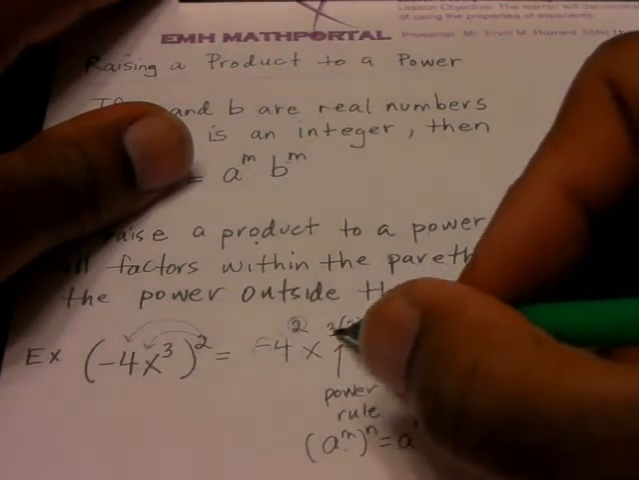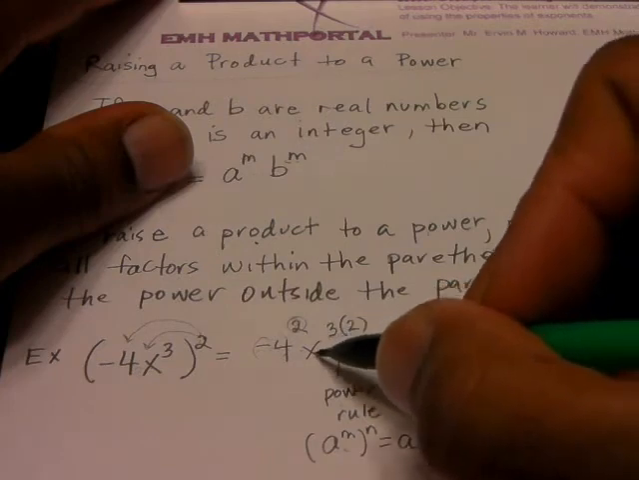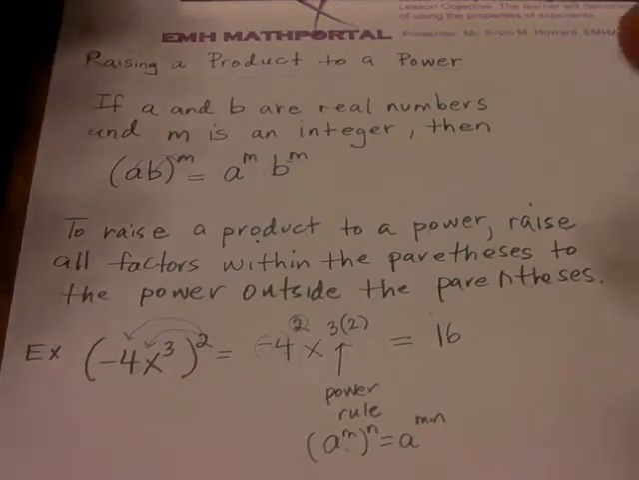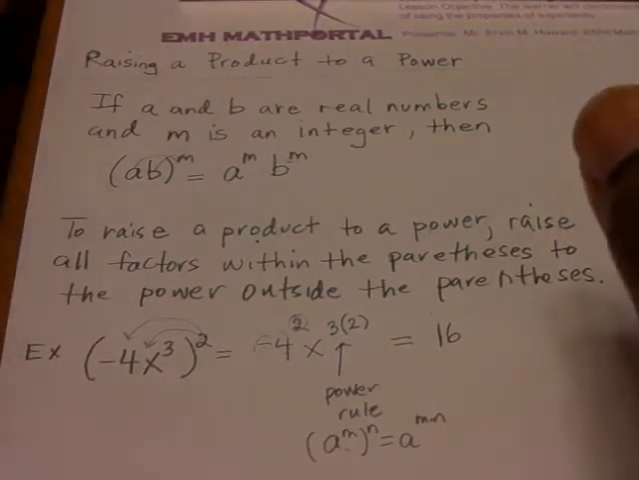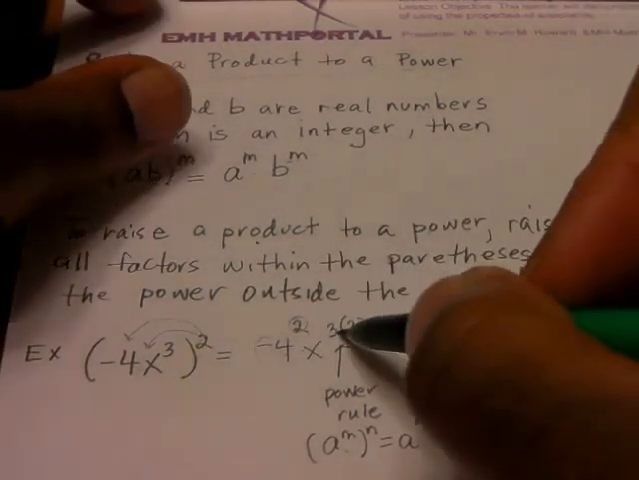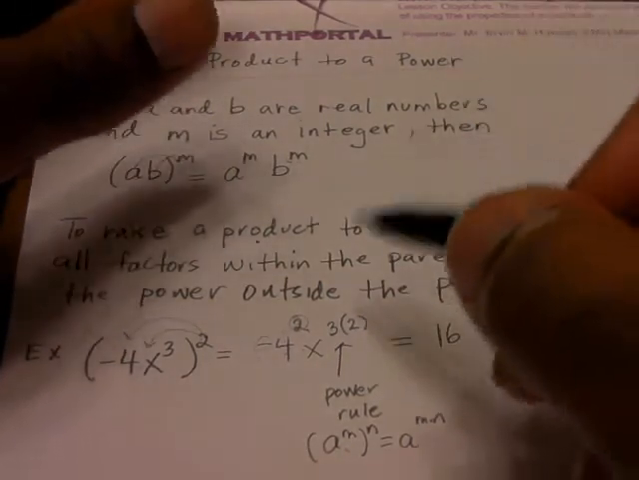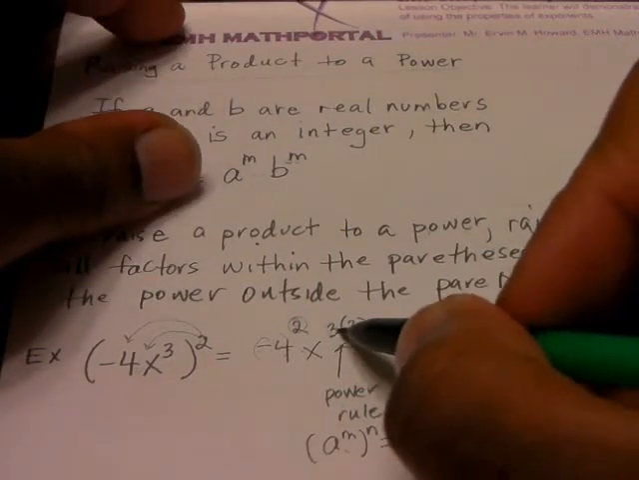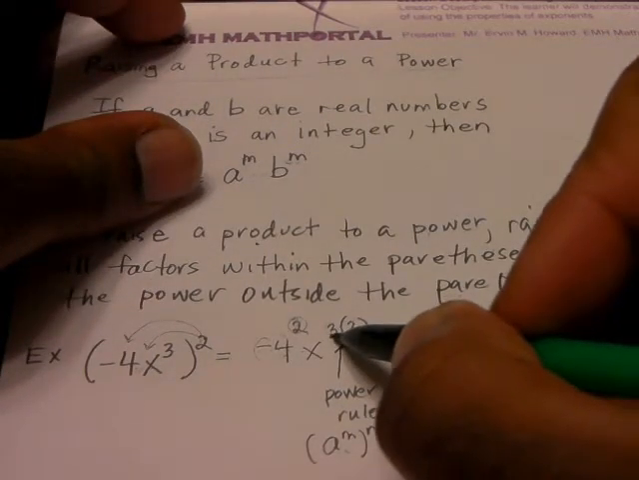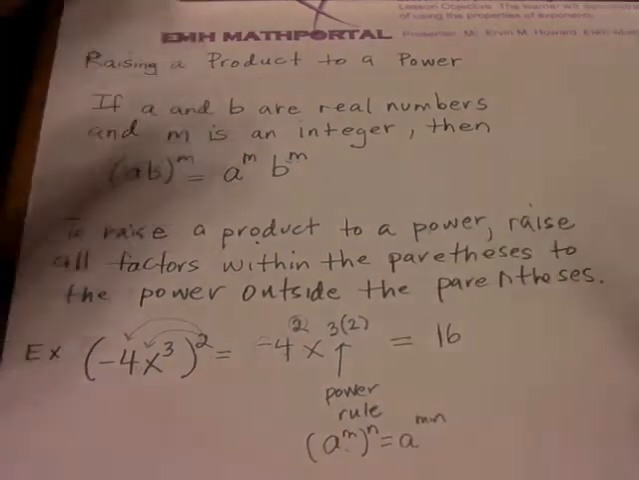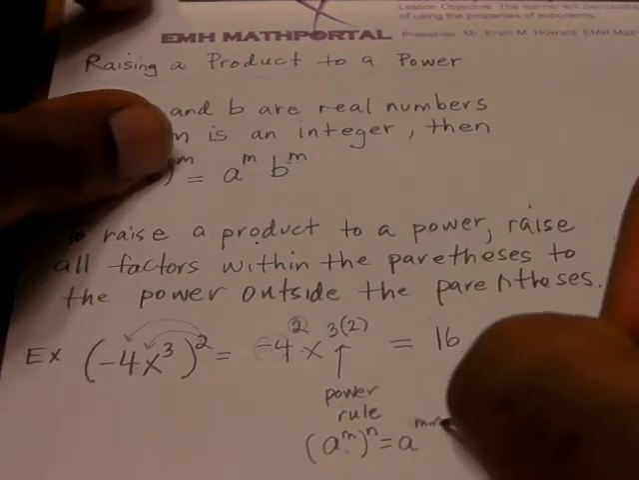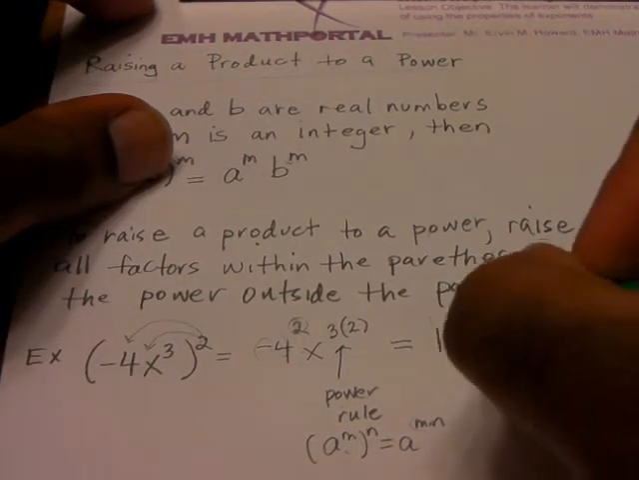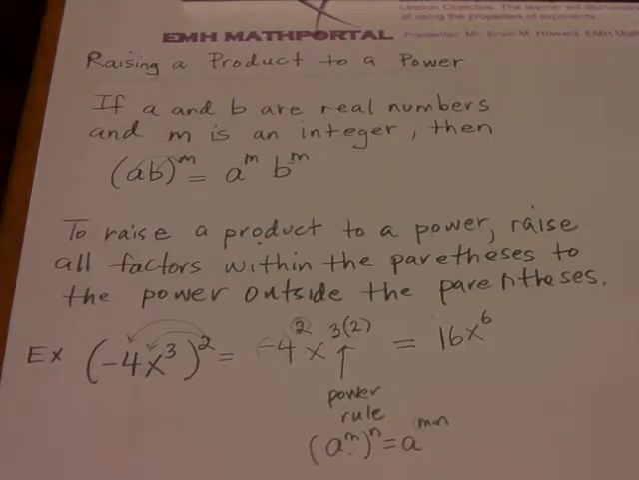And then we have x raised to the power of 3 times 2. Remember, when you're multiplying exponents, you're multiplying the actual numbers. I've seen students do this quite a bit. They'll think that the 2 is the exponent with the 3, and this would be 9. But when you're using a power rule, you're multiplying the exponents. So this will be x to the 6. And this is your final answer.